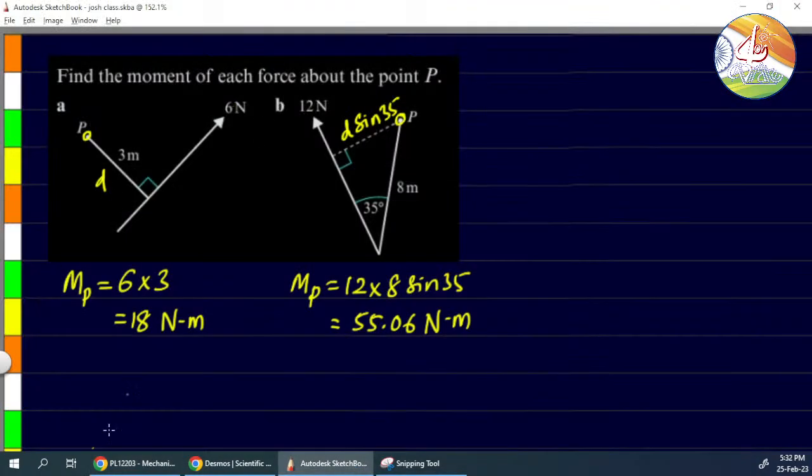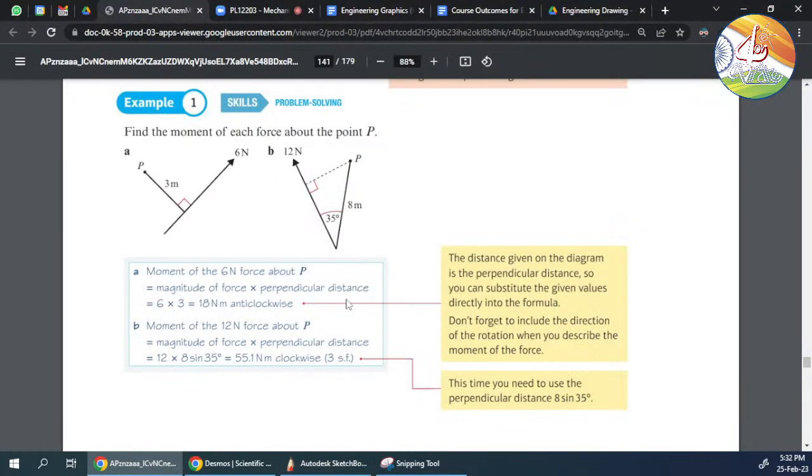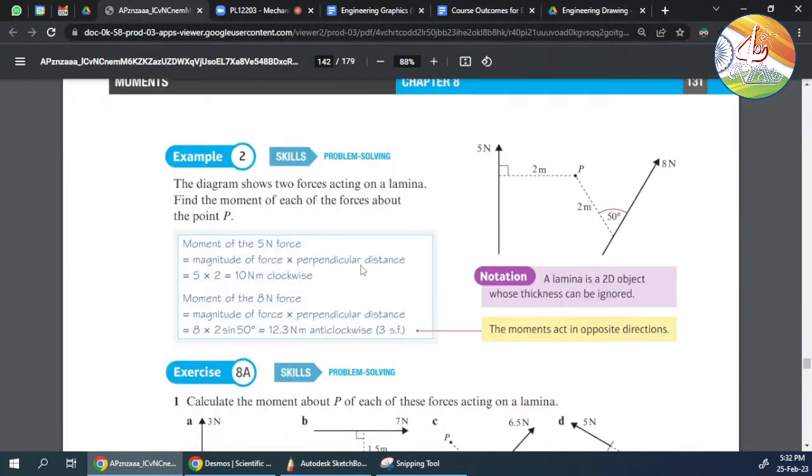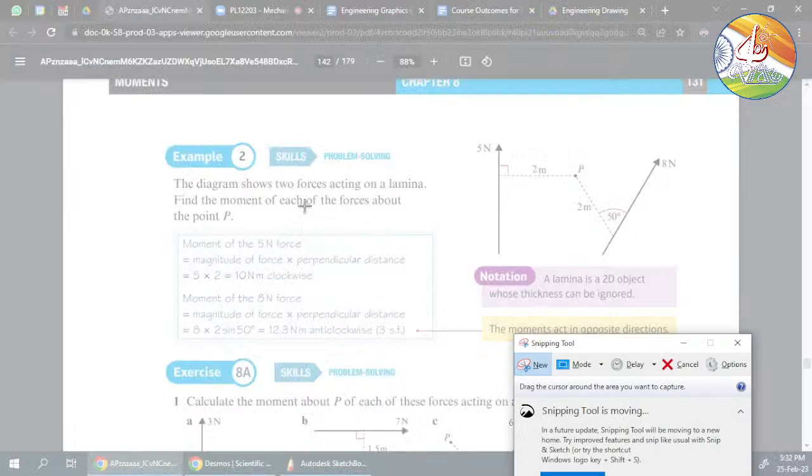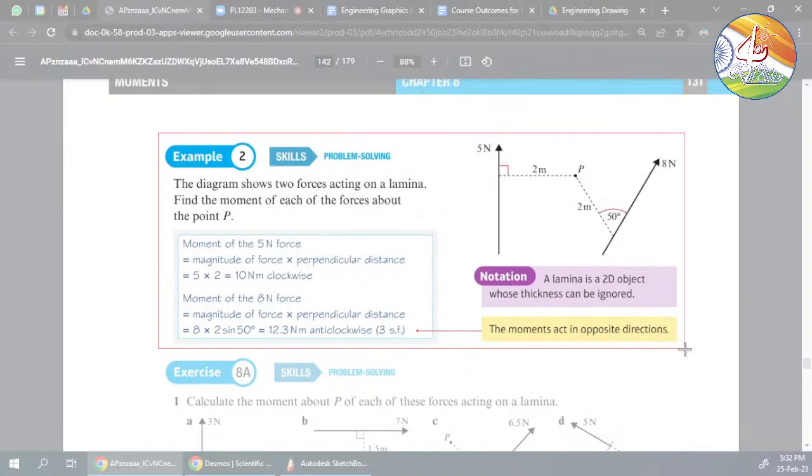Okay, so next, shall we do this? So here.